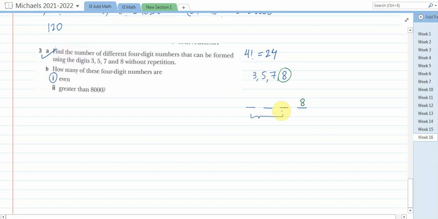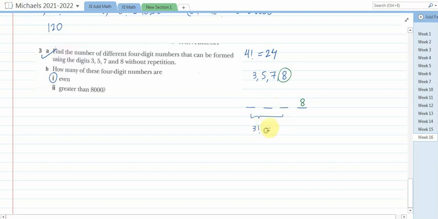It can be 3, 5, 7, it can be 3, 7, 5, it can be 5, 3, 7, it can be 5, 7, 3, any three numbers. So the three numbers are free, there is no restriction, so we say that it's 3 factorial, which is equal to 6.